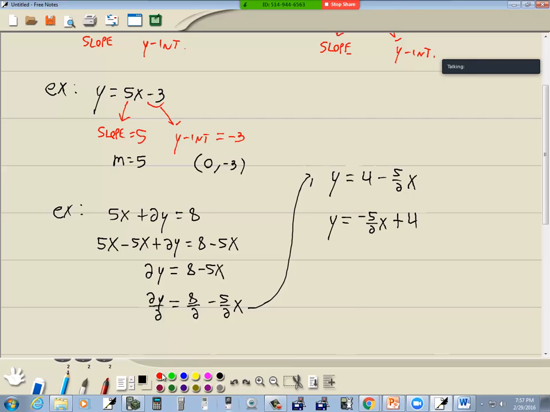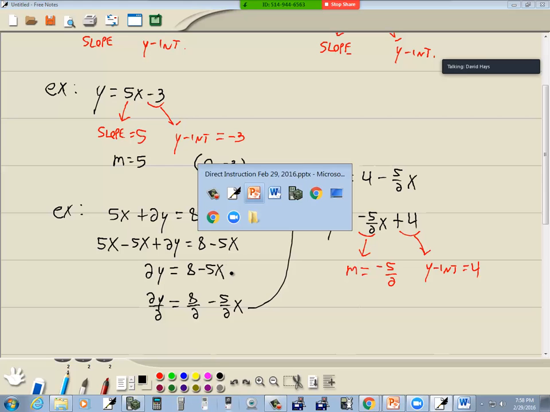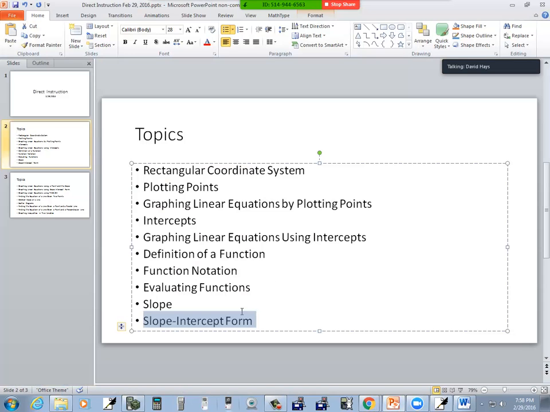And now once it's in this form, whatever number's in front of your x is your slope. So m is equal to negative 5/2. And whatever number's here at the end is your y-intercept. So your y-intercept is equal to 4. Now we're going to see in a little bit, besides being able to identify the slope and y-intercept, where would you use that?